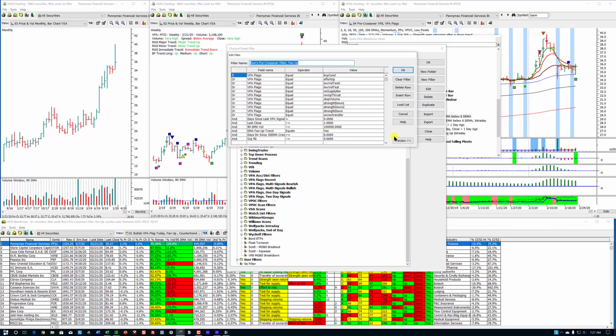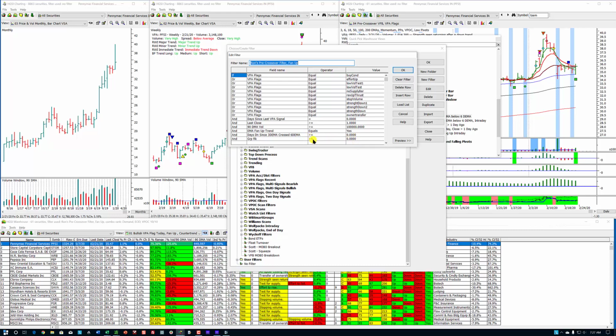The conditions that have to be met are that any of these VPA flags has to appear, or one of them does. Days since the last VPA signal equals today, last close dollar 100,000 shares. EMA fan uptrend equals yes. And the days down since the 3 crossed the 6 is greater than 0.